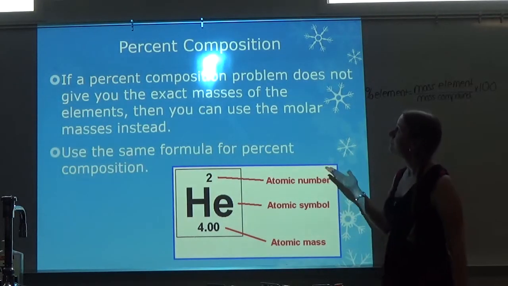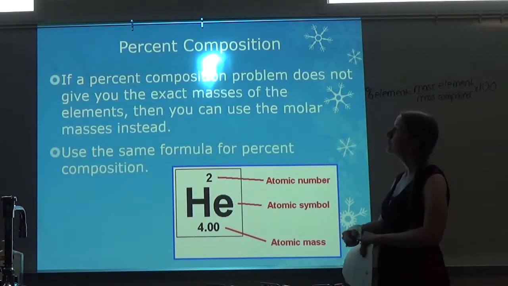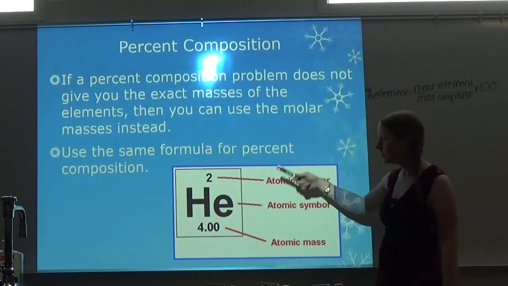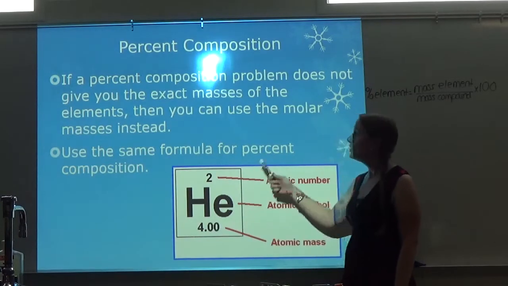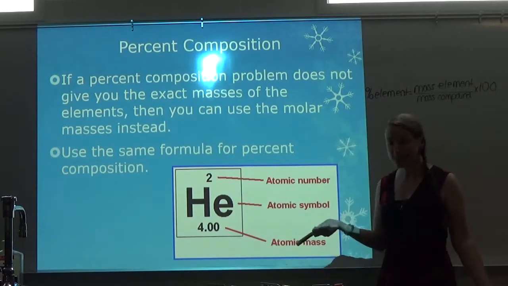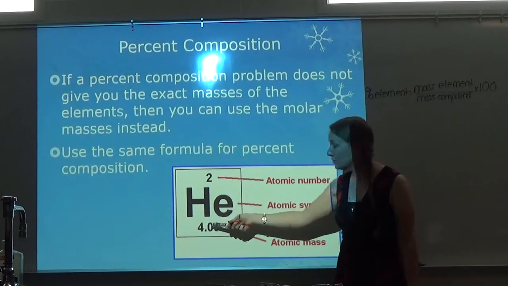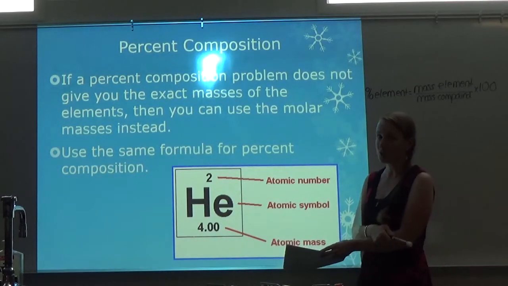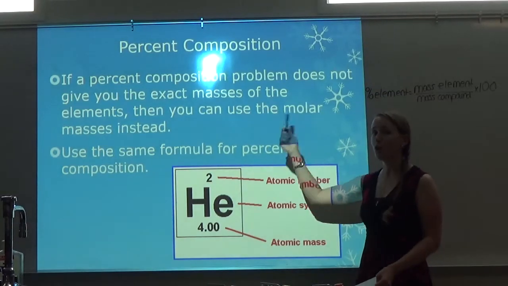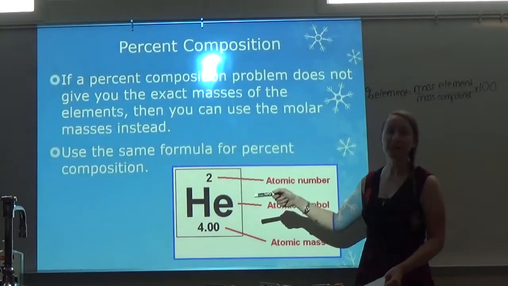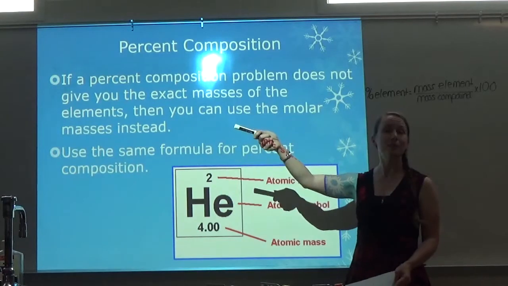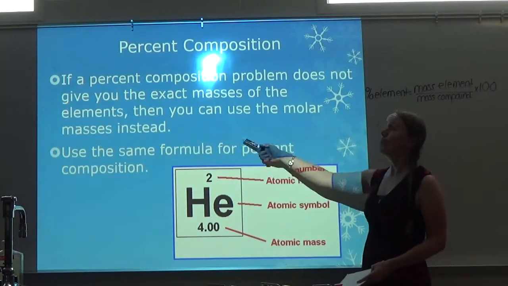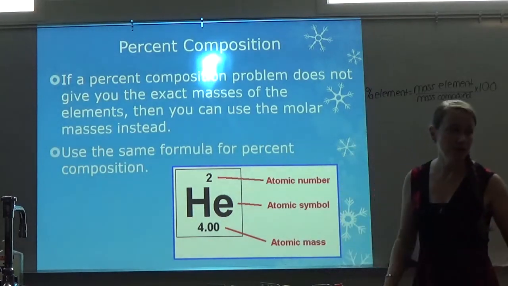So if a percent composition problem does not give you the exact masses of the element, then you use the periodic table and you pull the molar masses instead. You use the same formula that we just did, except now you have to use the periodic table. Now the thing is, y'all, you shouldn't combine these two. If I give you masses, only use my masses. Notice for the elements I was missing, I didn't use the periodic table, I would subtract or add or something like that. But if you don't see any masses, then you use the periodic table.